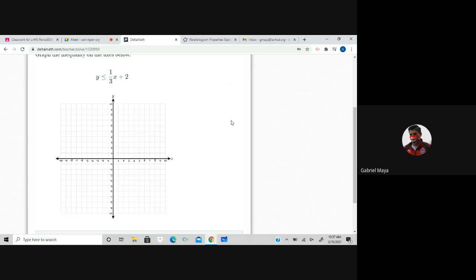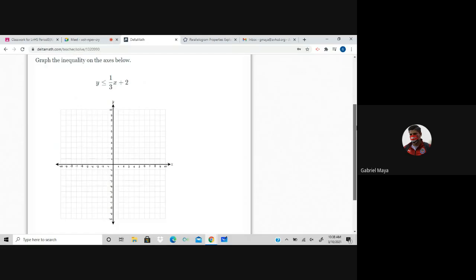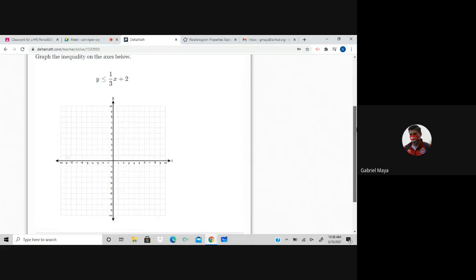Okay, so remember the first thing you have to do is make sure you have this in slope intercept form. Now, is this in slope intercept form? In other words, does this look like y equals mx plus b? Does it follow that format? It does. y is less than or equal to 1/3 x plus 2. So let's go ahead and plot this. What does it ask? Graph the inequality. I don't think it asks us to shade, it might.